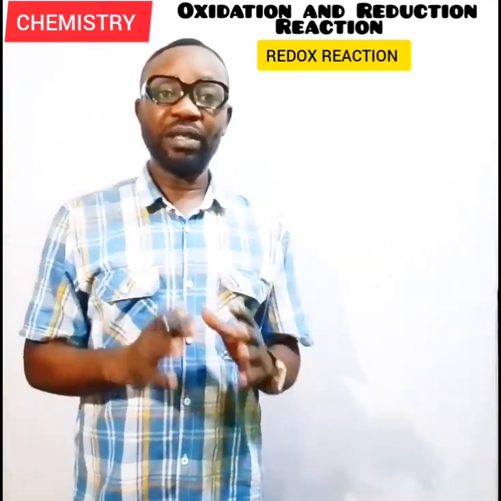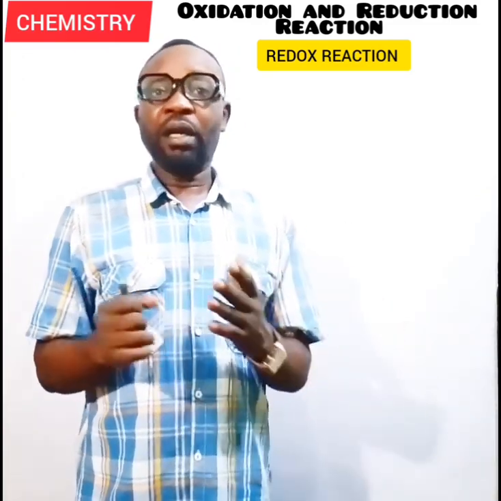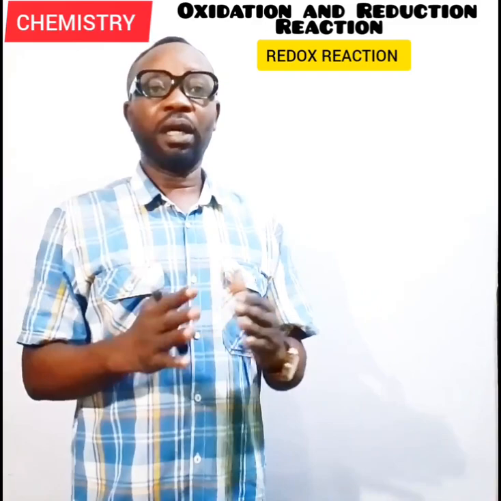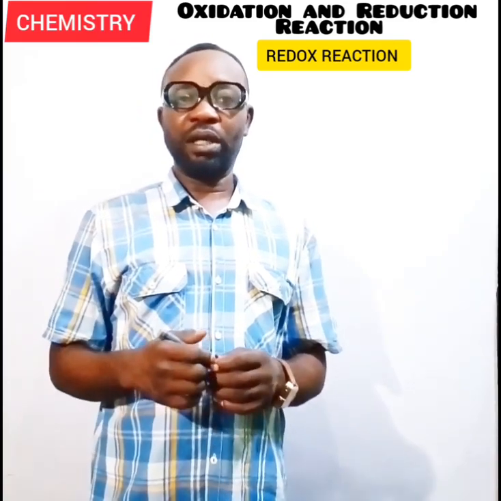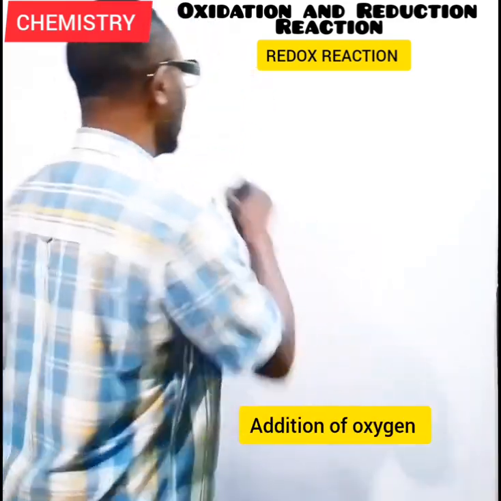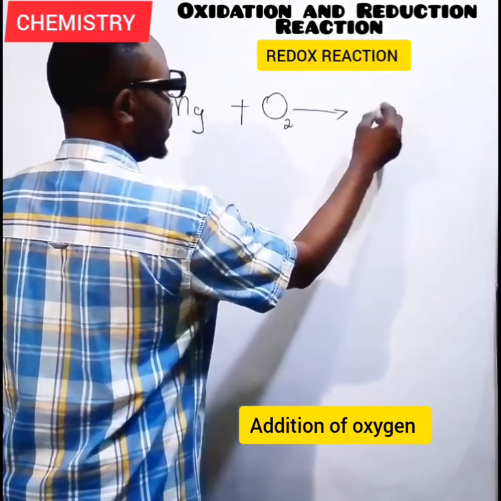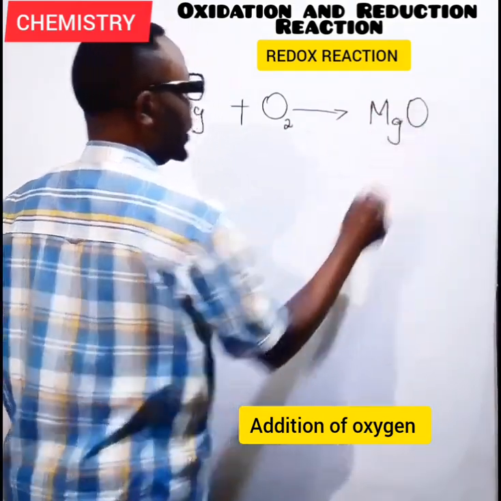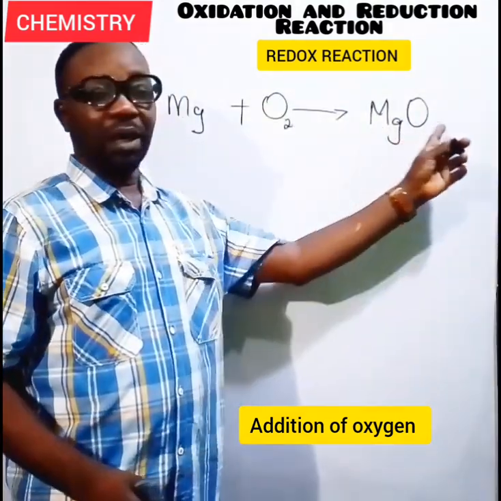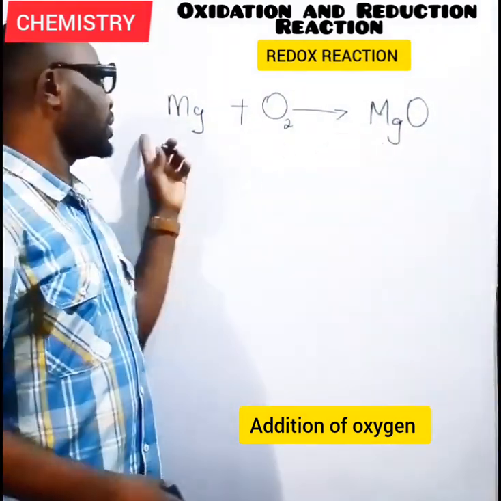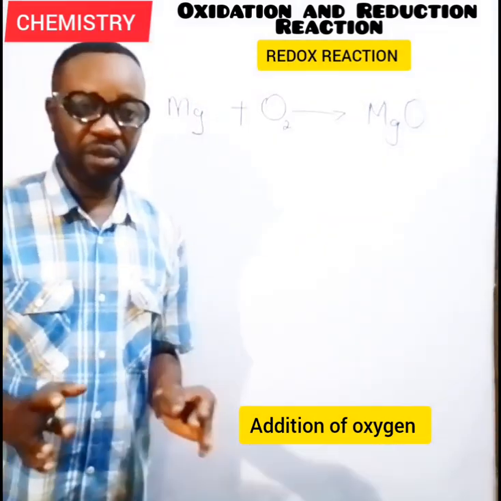Now let's look at a few examples regarding the addition of oxygen, which means the oxidation reaction, and the removal of oxygen, and how it occurs in chemical reactions. So let's look at the reaction between magnesium and oxygen. We have this. This is magnesium reacting with oxygen. We are going to have this as the product of the reaction here. You should agree with me that this is the reactant side and this is the product side of the reaction that we have here now.